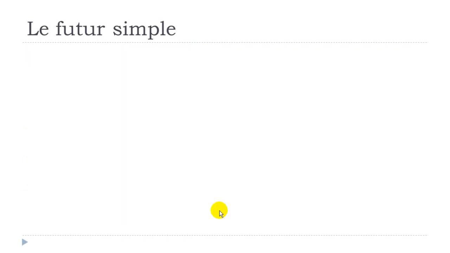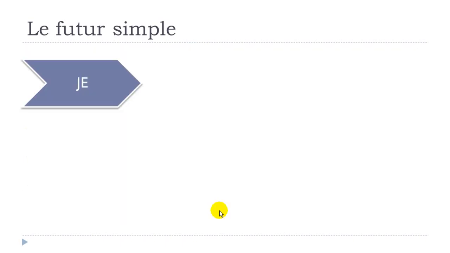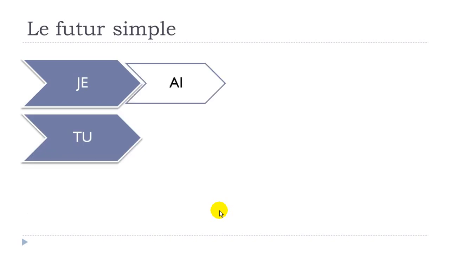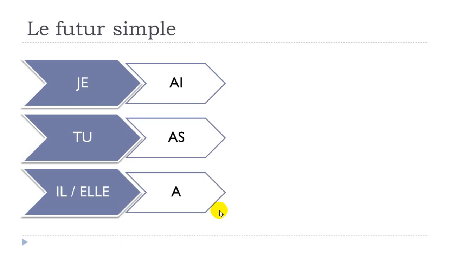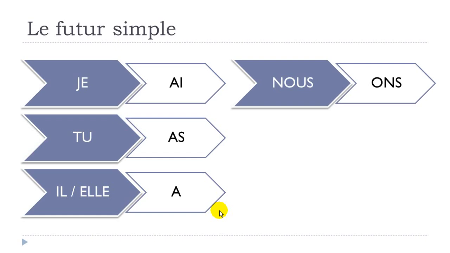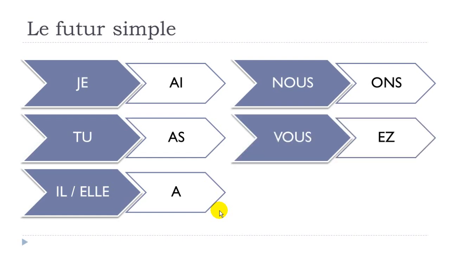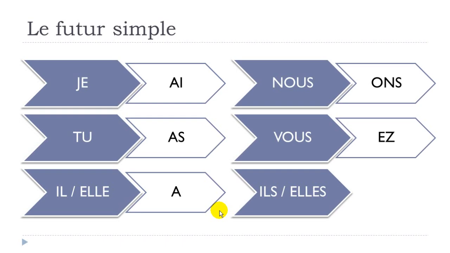All right, so remember one more time, the ending for je is AI. Tu, the ending is AS. Il, elle, A. Nous, ONS. Vous, EZ. Ils, elles, ONT. Okay.